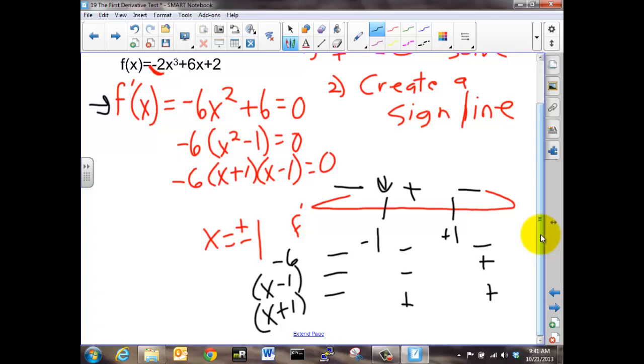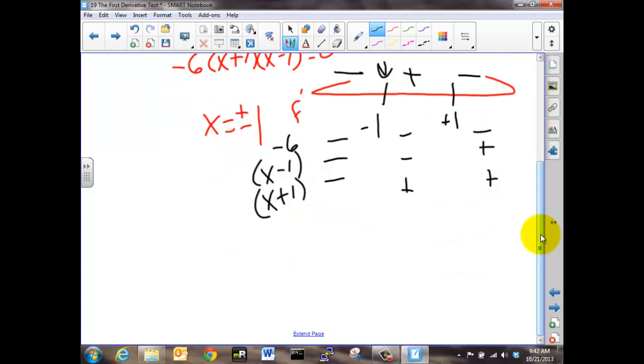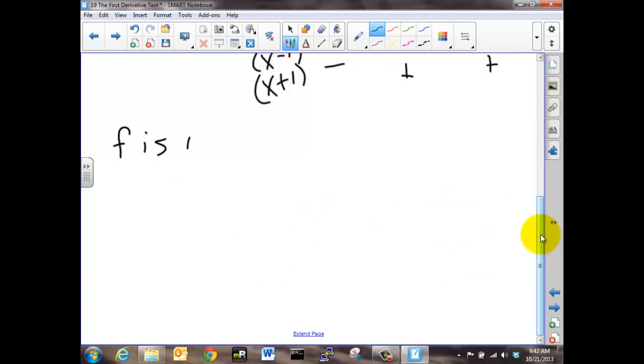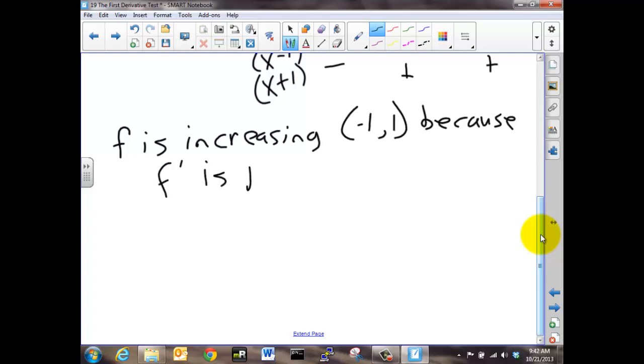So in your mind, you should be able to tell me, where is this function increasing? Where is the function increasing? -1 to 1. I hear negative infinity to -1, okay, that has been withdrawn. How do I know the function's increasing from -1 to 1? Because what's positive? Not it's positive. The derivative is positive. It's important for you to get your wording right here, because we're going to have so many things running around. It's important for you to say the function f is increasing from -1 to 1 because f prime is positive.